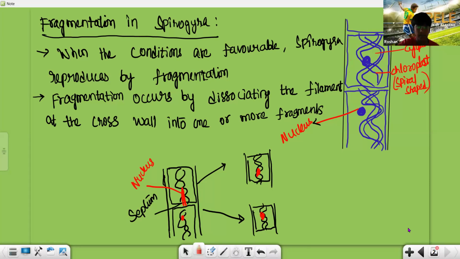Ma'am, I completed. What kind of conditions and surroundings are needed for Spirogyra to reproduce? Yeah, favorable conditions are needed. Or sometimes due to injuries also fragmentation occurs. Okay, ma'am.